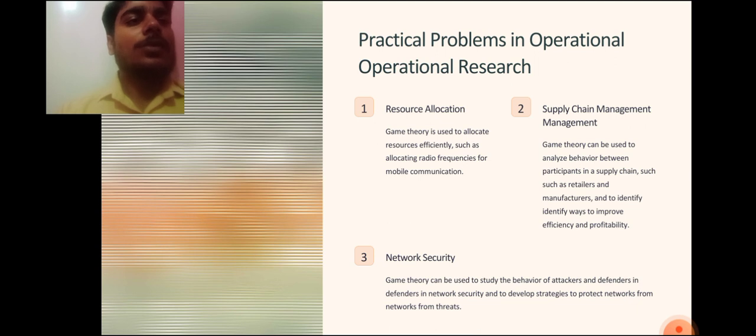After supply chain management, we are going to discuss network security. Network security is a problem of operational research, through the study of the behavior of attackers and defenders in network security, and behavioral strategy in protecting networks from network threats.